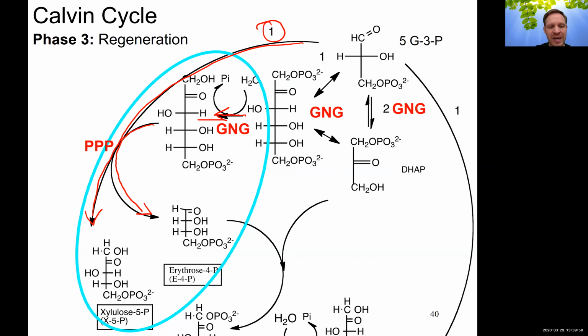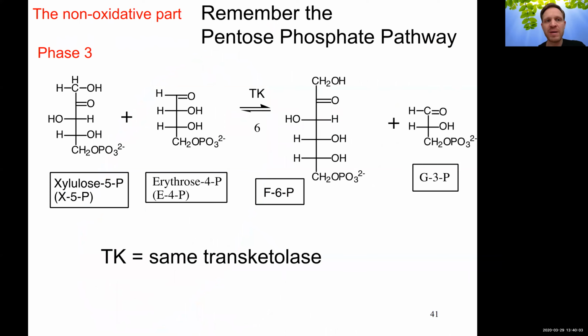And what we're generating now is your xylulose 5-phosphate, a 5 carbon, and your erythrose 4-phosphate, a 4 carbon. Right? That should ring a bell from your PPP reactions. So if you remember the non-oxidative part of the PPP, what we had done was take xylulose 5-phosphate and erythrose 4-phosphate, and we used our transketolase reaction to convert this, through an aldol cleavage and aldol condensation type of reaction, to generate fructose 6-phosphate and G3P.